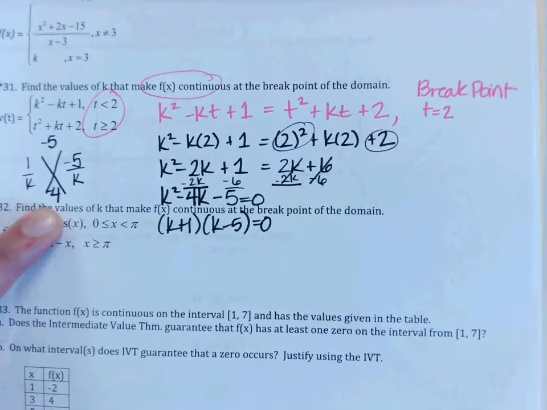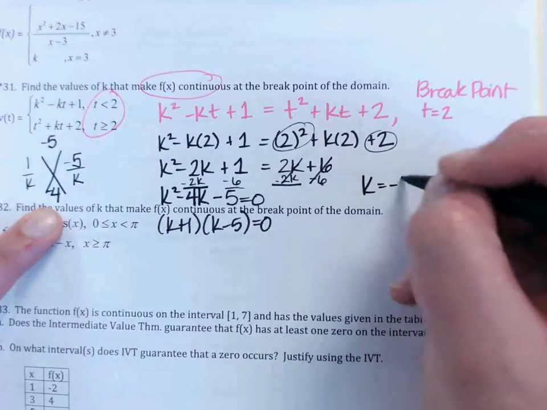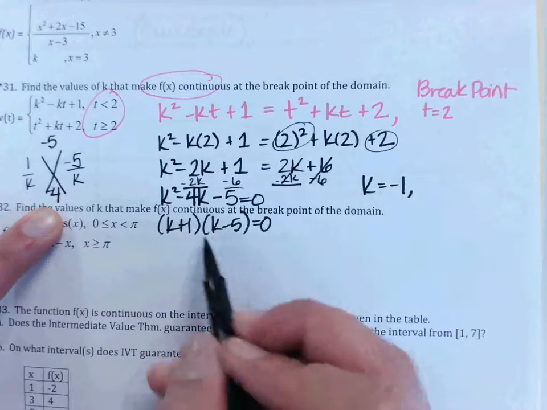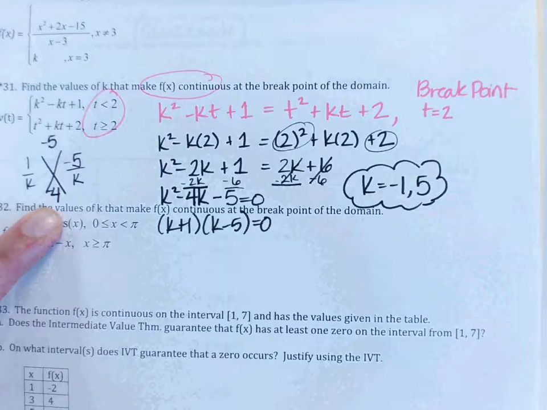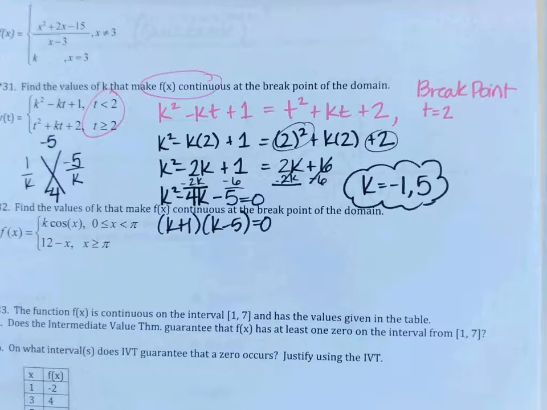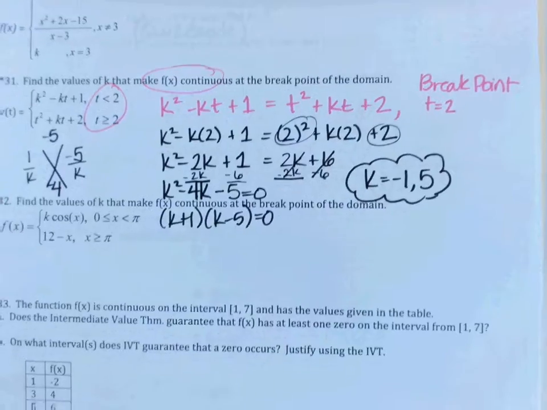Now if k is with a plus 1, what is your actual value? Negative 1. And if it's with a minus 5, your value is 5. Make sense? Now the only time you'd have to factor is if your k is squared. That's when you'd have to do that last step. Okay, set up that next one, 32.